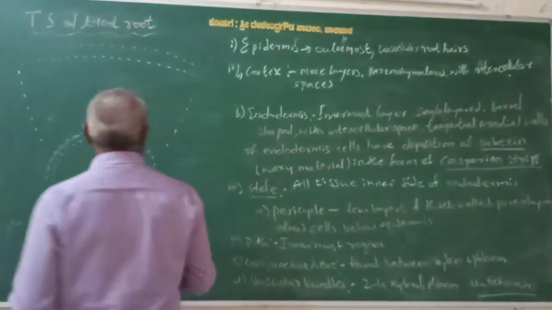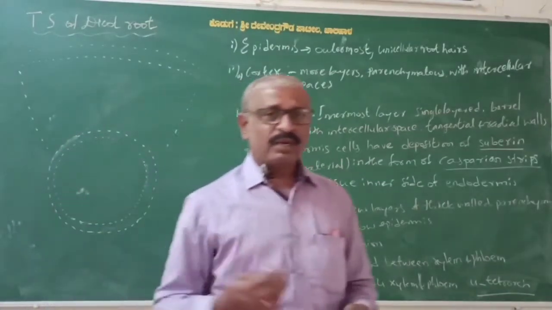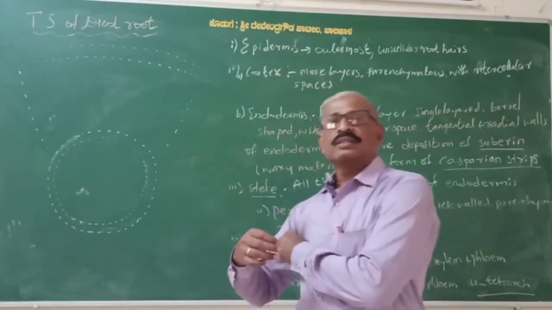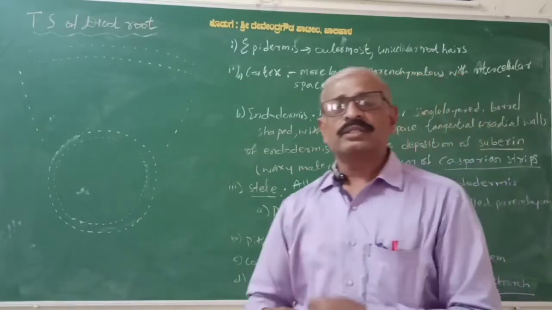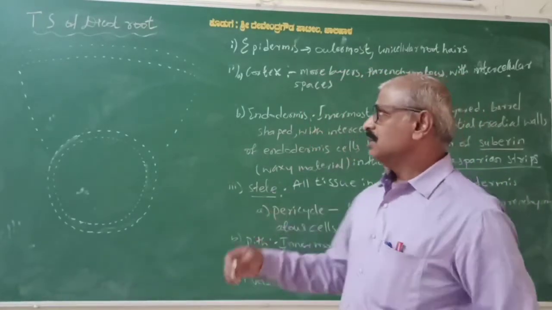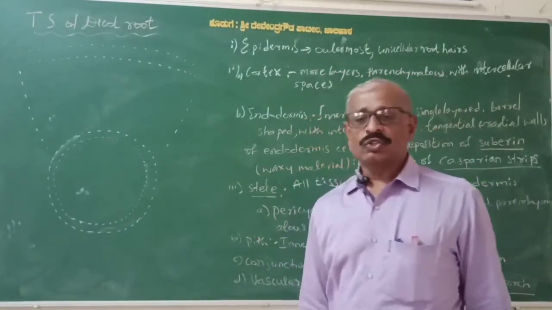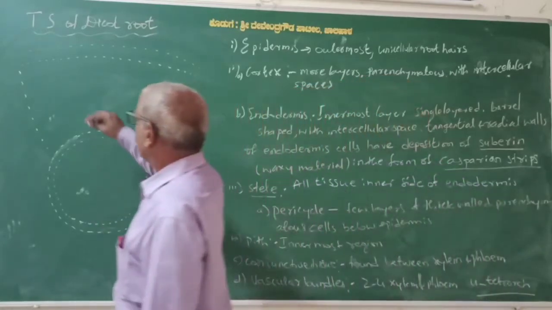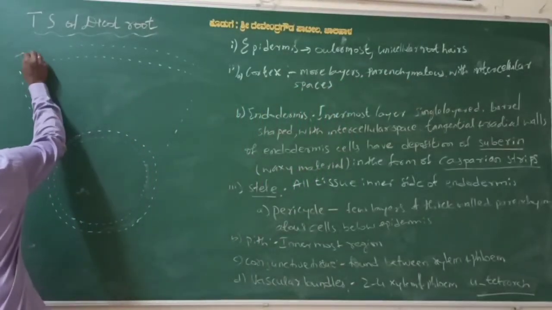So I will draw in front of you because in the examination they ask this as a 5 marks question: draw and explain the structure of the TS of dicot root. So you have to remember it and be able to draw it. I will go through that here.